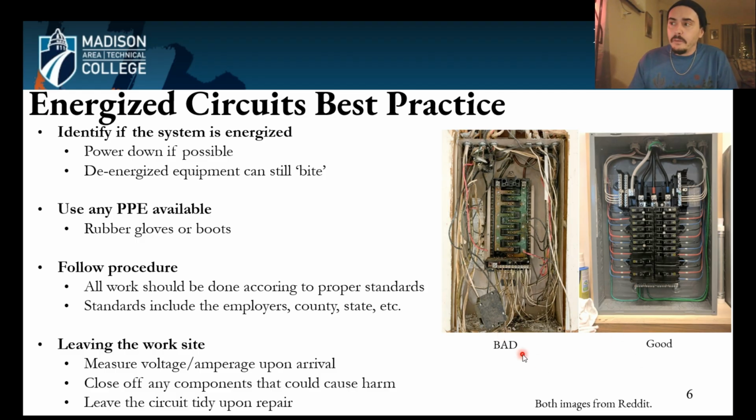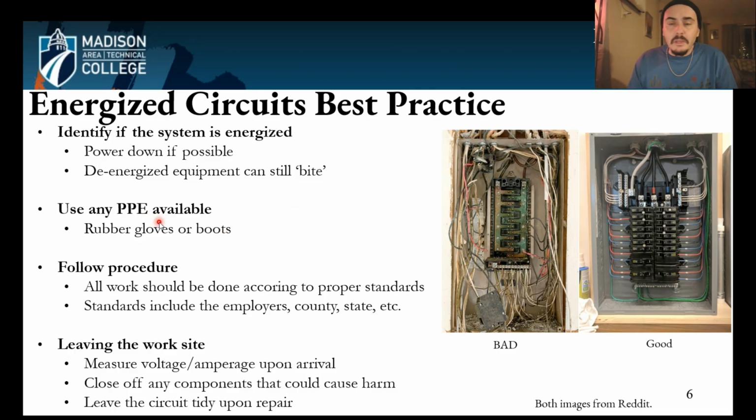This bad one here is an old array, and basically this was put together and then cobbled together with new additions over time, and they did not take the time to actually implement some sort of wire management and keep things in good shape. So sometimes you will have to get into a system that looks like this, and you don't want to leave it like that. You want to try to leave it as close to this as possible.